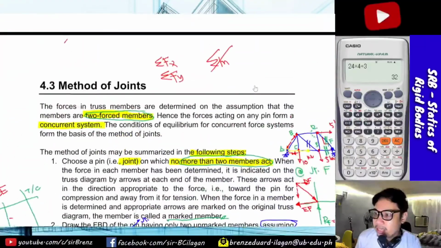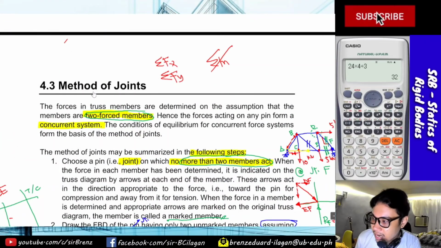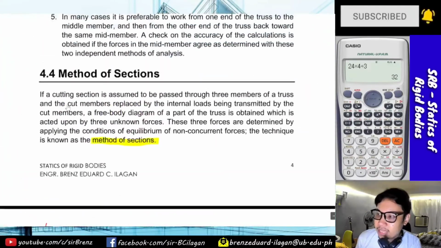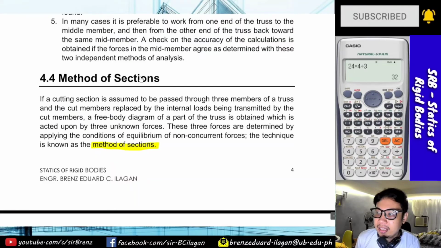Okay, another advantage, method of joint. Maganda siyang gamitin if pinapahanap lahat ng forces sa lahat ng member sa isang truss. Method of section, magandang gamitin kapag nasa bandang gitna lang yung pinapahanap.